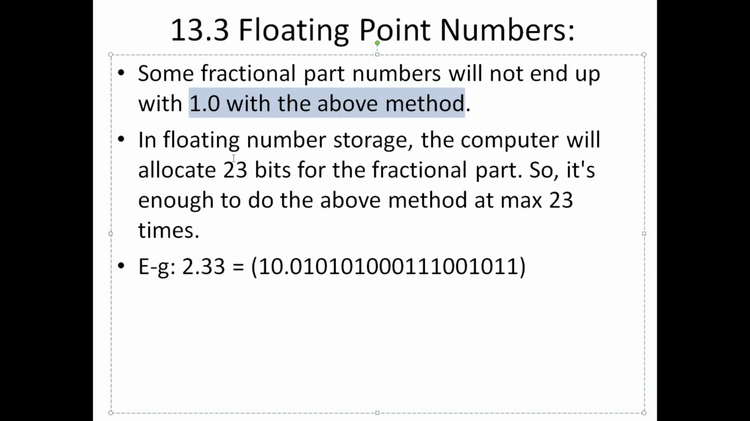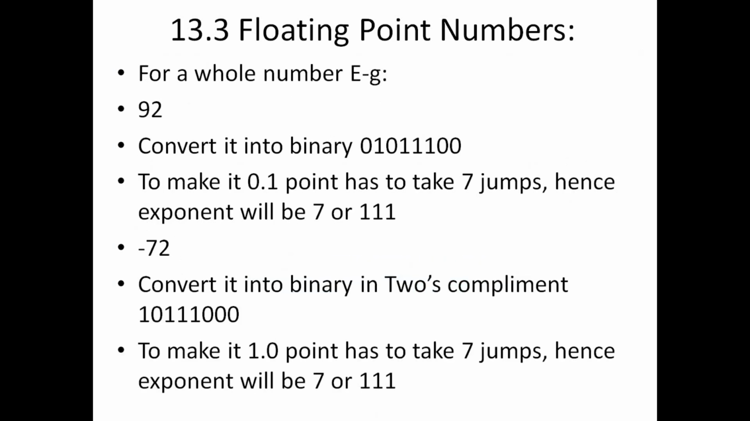In floating number storage, the computer will allocate 23 bits for the fractional part. So it's enough to do the above method at most 23 times. Don't continue after that. For example, if you have 2.33, this is the number you're going to get, and that's the maximum a computer can store. You'll never get 1.0 completely, no matter how many times you multiply it with 2. But you cannot write your answer more than 23 times, or the fractional part cannot be greater than 23 bits, so you'll have to stop over there.